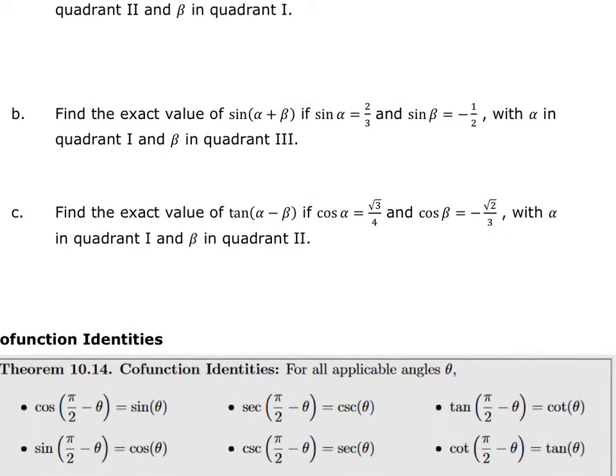Okay. So when I come to this one, and these are on the test, and you're going to see them on your homework as well, the first thing you want to do is figure out where you're standing for each angle. They're giving me information about the cosine of alpha, so I'm going to work with alpha to begin with. The cosine of alpha is equal to the square root of 3 over 4, and alpha is in quadrant 1.